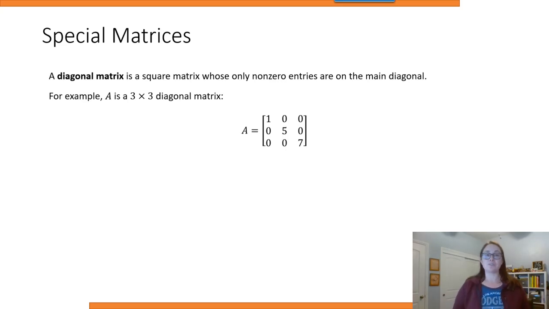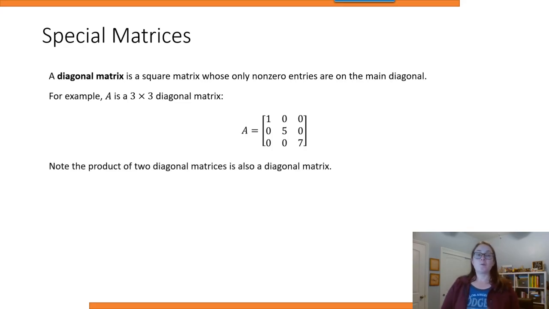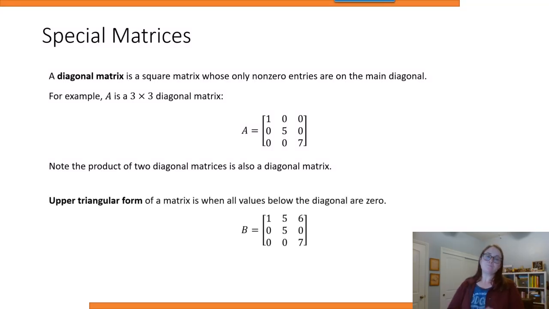First one is a diagonal matrix. A diagonal matrix is a square matrix whose only non-zero entries are on the main diagonal. So here you can see I've got zeros everywhere except for the numbers along the main diagonal of this 3x3 matrix. Just a note, if you were to multiply two diagonal matrices, you would get another diagonal matrix. Just kind of a nice thing that we'll run into in later sections.